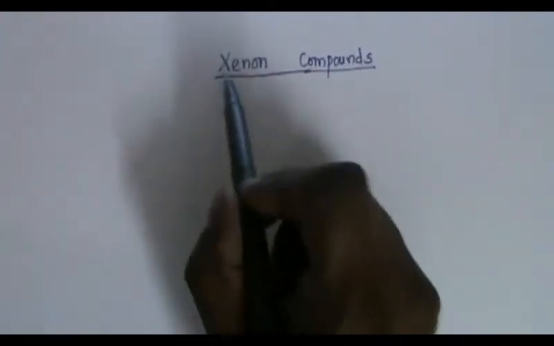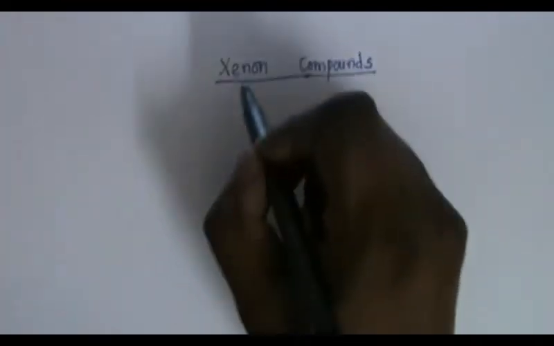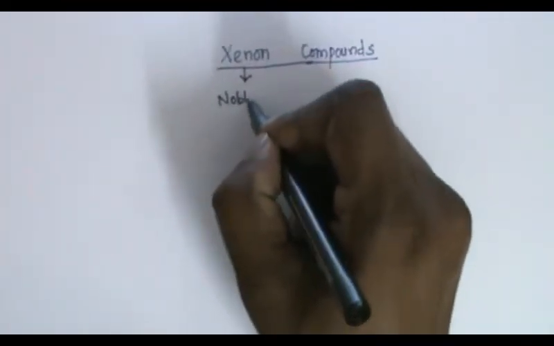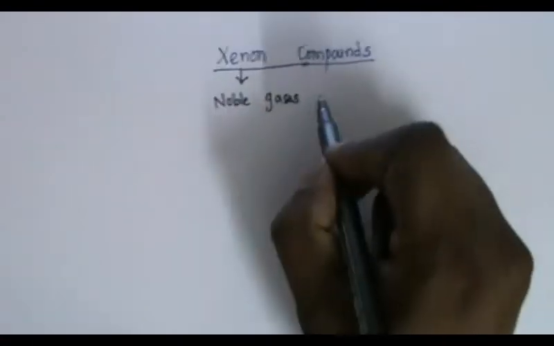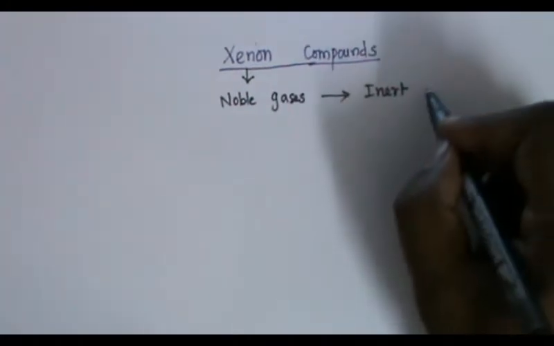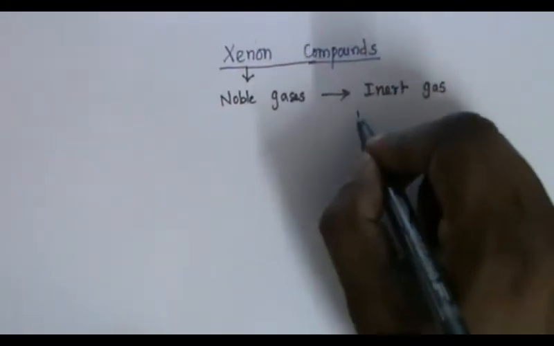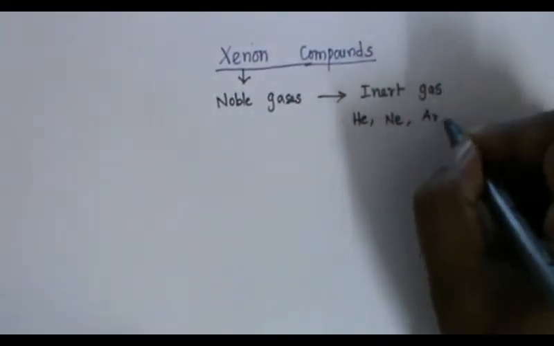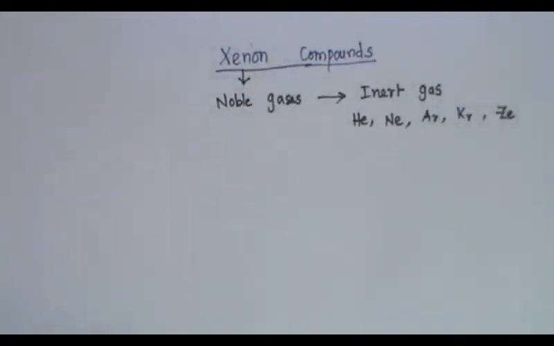In this video, we are going to discuss xenon compounds. Xenon belongs to the noble gases. In other words, it is an inert gas. The inert gases are helium, neon, argon, krypton, and xenon.